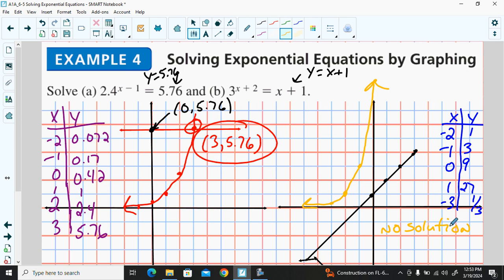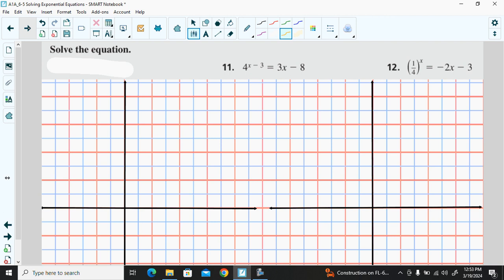All right, and let's do one more where we have more than one solution. So let's go to the next page. All right, problem 11, where we have more than one solution. So first we're going to graph 3x minus 8. So we would start all the way down here at -8.